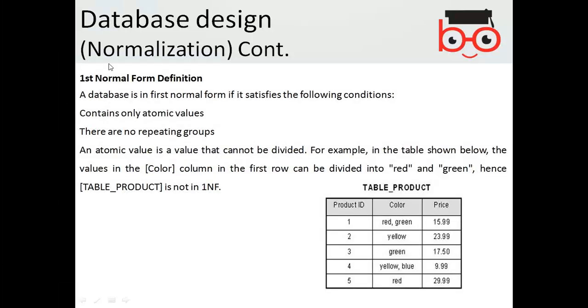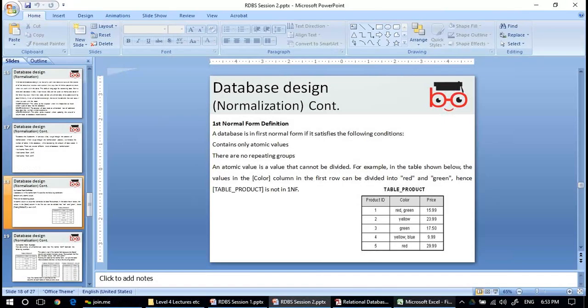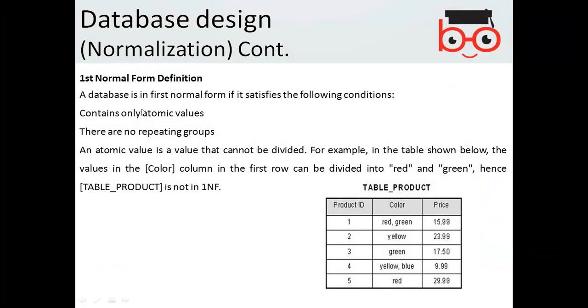The first normal form. A database is in the first normal form if it satisfies the following conditions: it contains only atomic values, and there are no repeating groups. An atomic value is a value that cannot be divided. For example, in the table shown below, the values in the color column in the first row can be divided into red and green. Hence, this is not in first normal form.